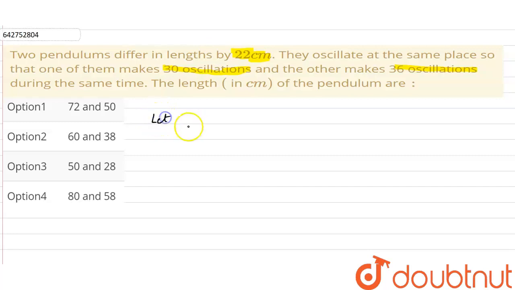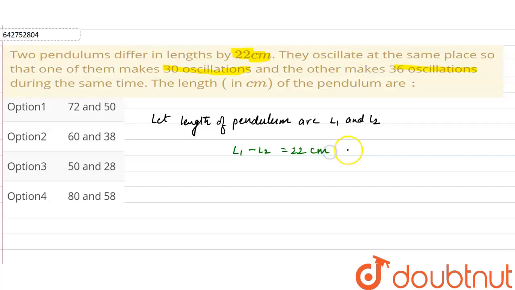So let length of pendulum are L1 and L2. So the difference of the lengths given to us is 22 centimeter. So L1 minus L2 is our 22 centimeter. Let us suppose this is our equation number 1.